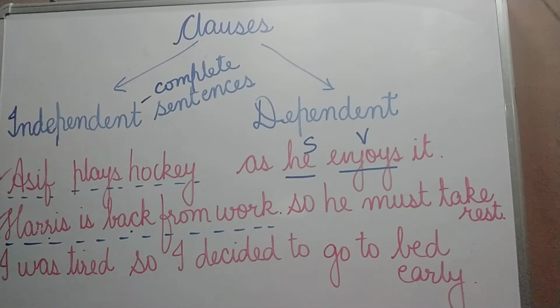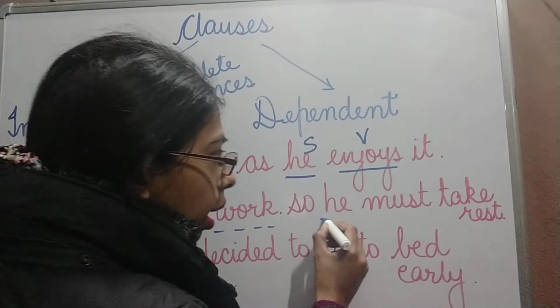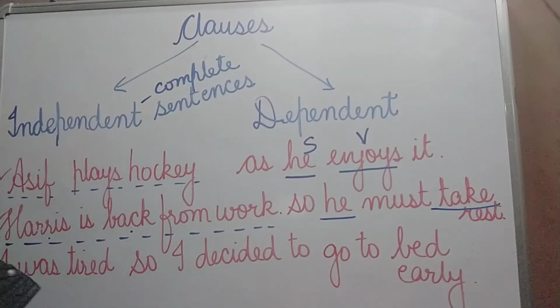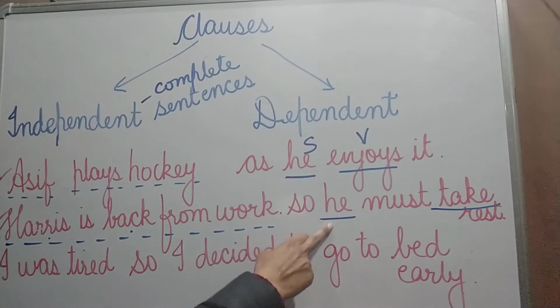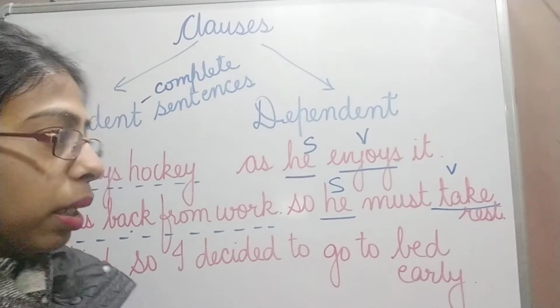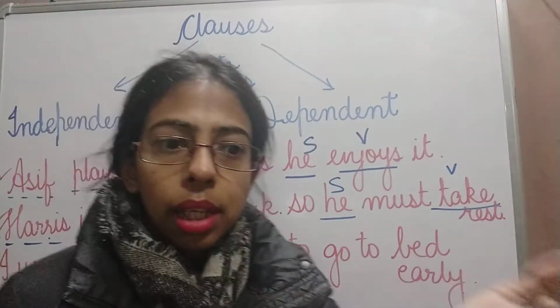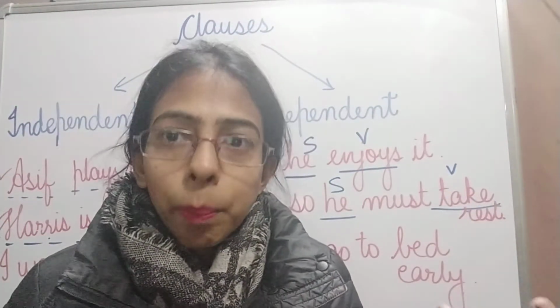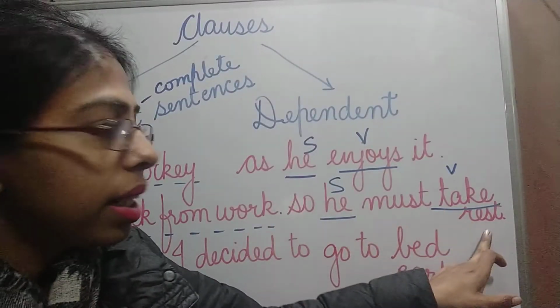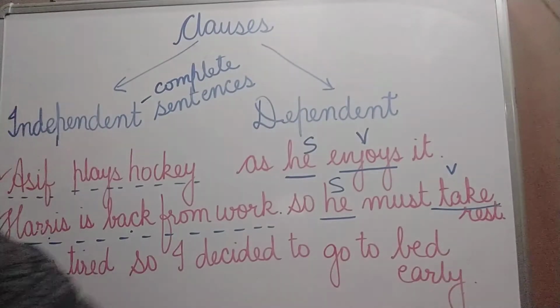But if I say, so he must take rest, he must take is a verb. Take is a verb, right? Subject and verb are present, but still it is not conveying you a complete meaning. So he must take rest. Who must take rest? Why? Questions are arising. It is not complete. So, this part is a dependent clause.